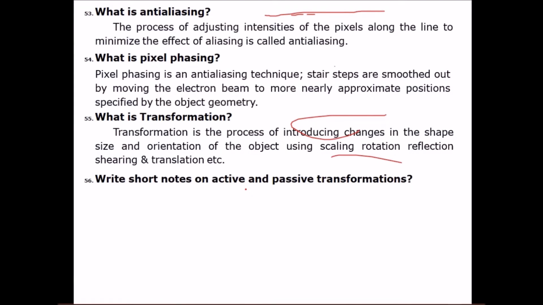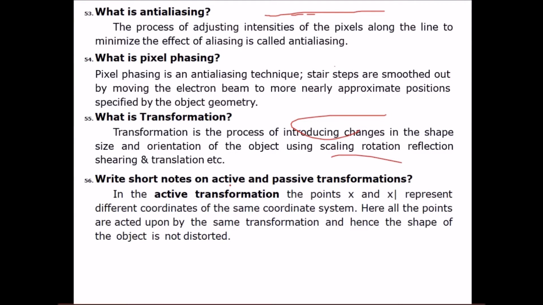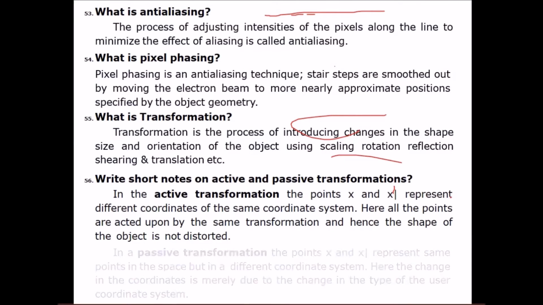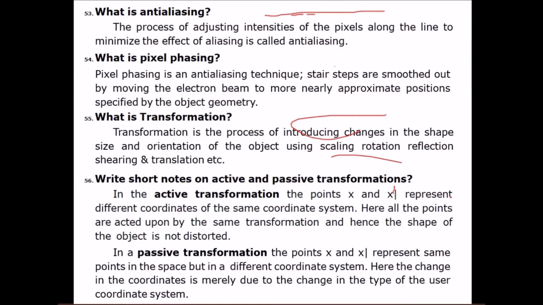Now, if you are asked, you could talk about active and passive transformation. In the active transformation, the points x and x dash represent different coordinates of the same coordinate system. Here, all the points are acted upon by some transformation, and hence the shape of the object is not disturbed. In a passive transformation, the points x and x dash represent the same points in the space but in a different coordinate system. Hence, the change in the coordinates is merely due to the change in the type of the user coordinate system. This is passive transformation.